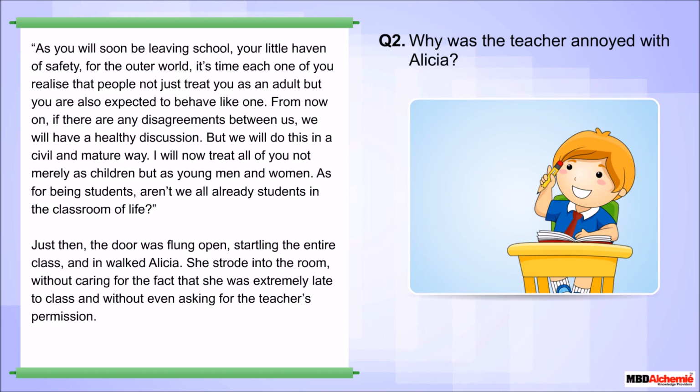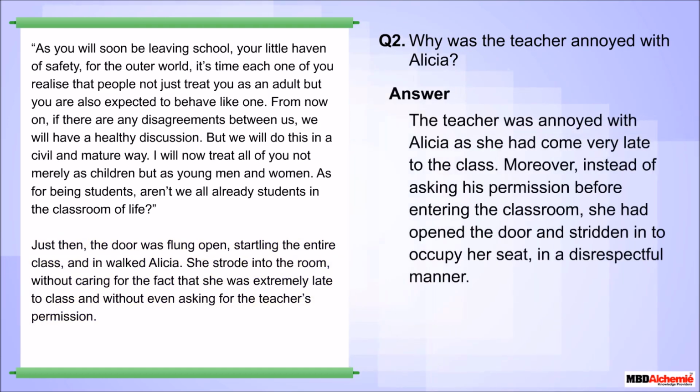We also have to take note of the fact that the teacher had been talking about good behavior before she entered. So the answer is, the teacher was annoyed with Alicia as she had come very late to the class. Moreover, instead of asking his permission before entering the classroom, she had opened the door and stridden in to occupy her seat in a disrespectful manner.